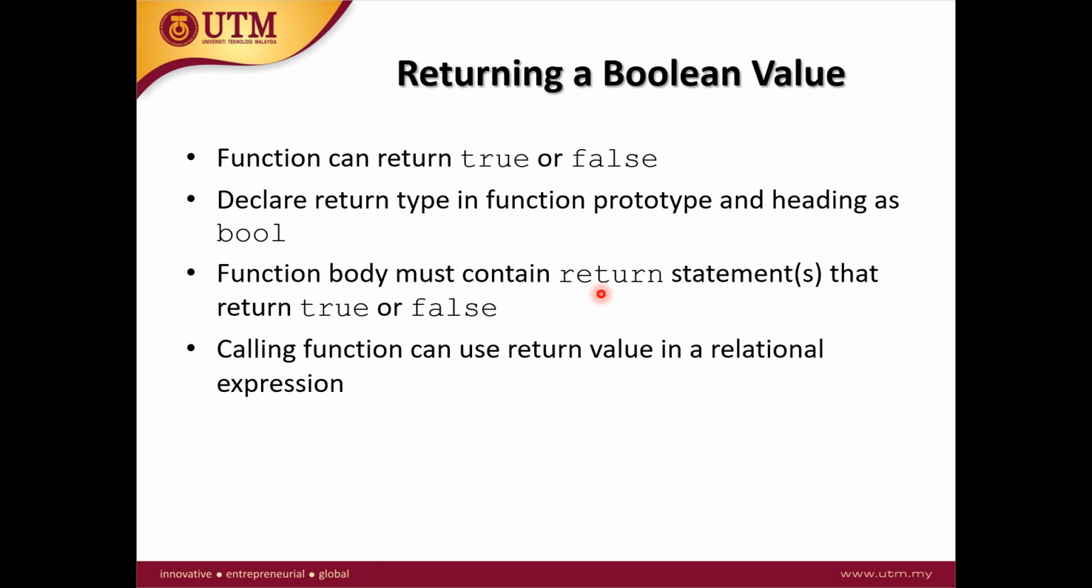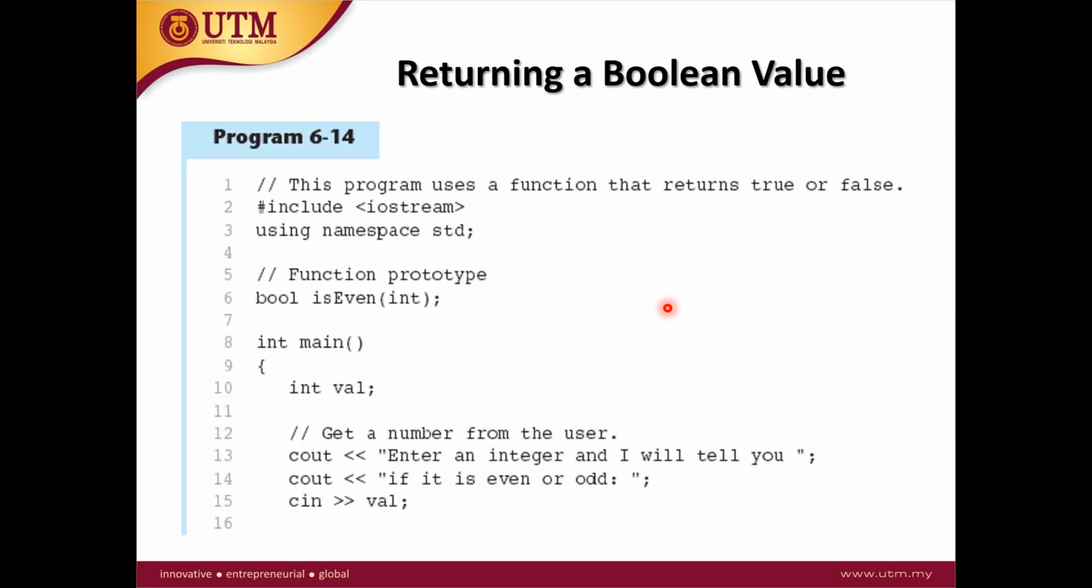We need to use the return statement at the end of the function to return true or false. Let's see this example. We are saying bool is even, which takes an integer value. This is the function prototype. Here we have the main program, or the main function.